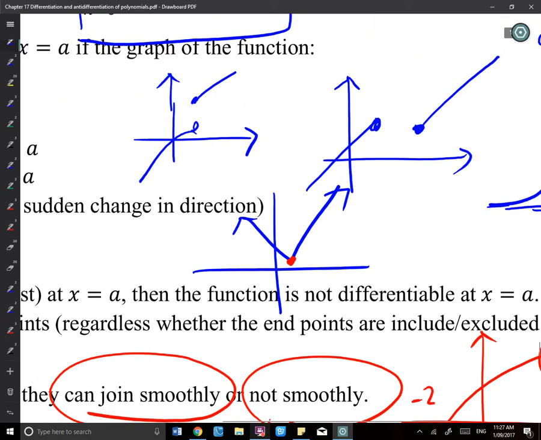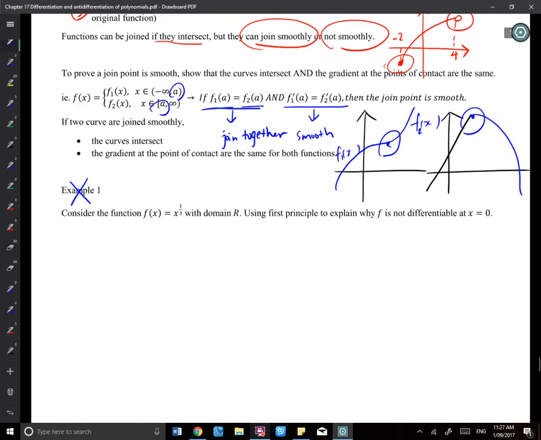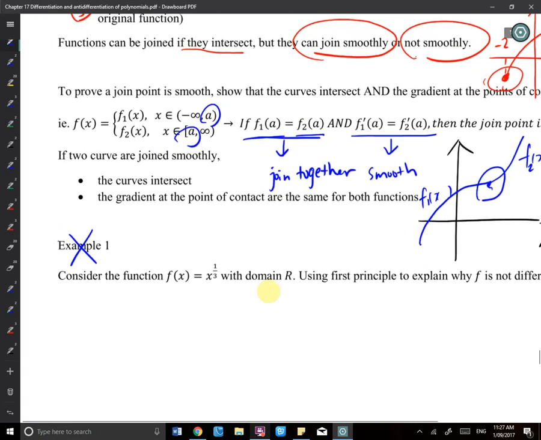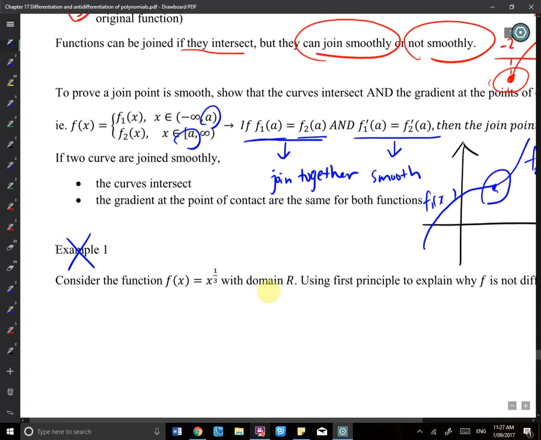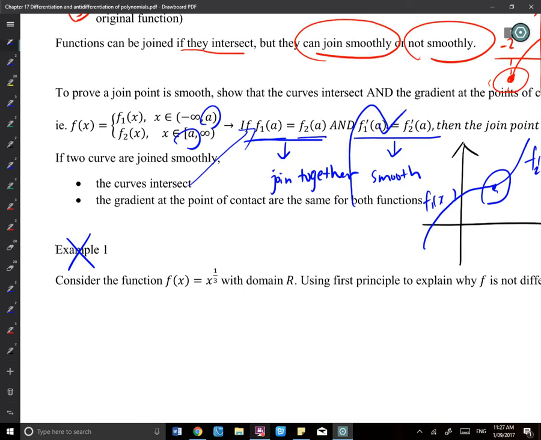So that is joined smoothly. If two curves join smoothly, first the curves intersect, that's this formula here, and the gradient at the contact point is the same for both functions. That's this function here. So one is the gradient being the same, one is the y value being the same.